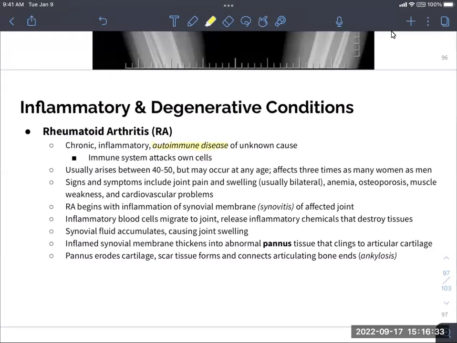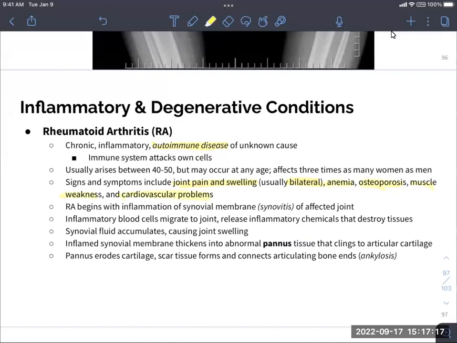Autoimmune means your body's own immune system is attacking itself. And what is happening is your immune system is actually attacking your synovial joints. So when that happens, it causes pain, it causes swelling. It's even bilateral. So you usually see it in the fingers very well, and it's in both hands. They usually have anemia, so they do not have enough red blood cells. Some form of osteoporosis, they'll have muscle weakness and even cardiovascular problems.